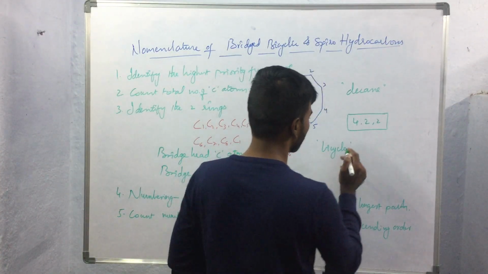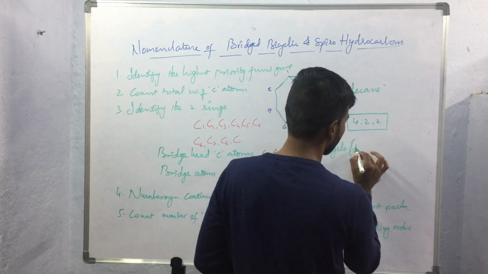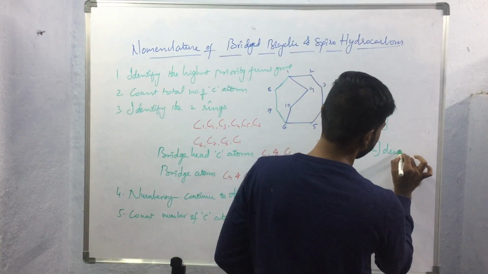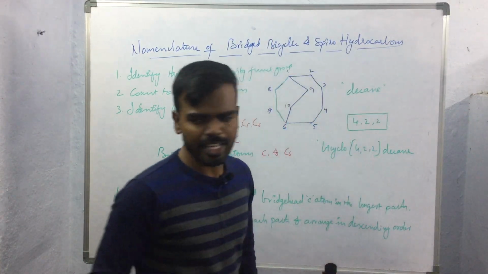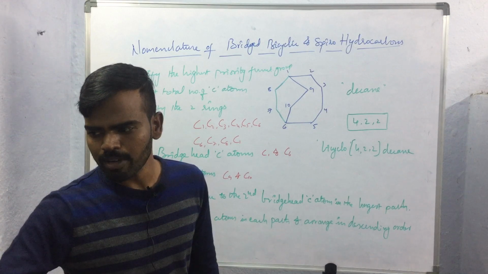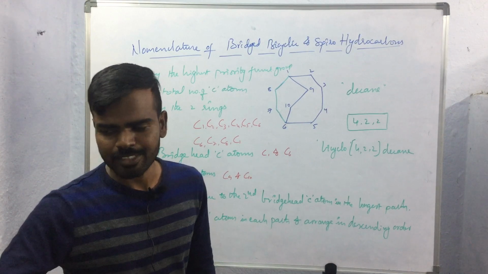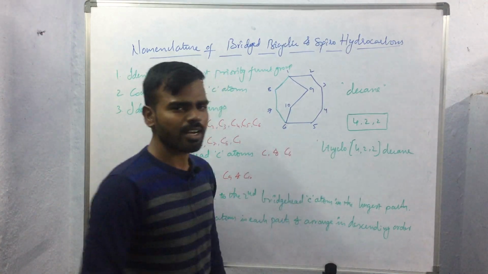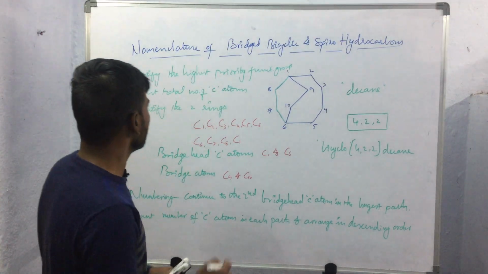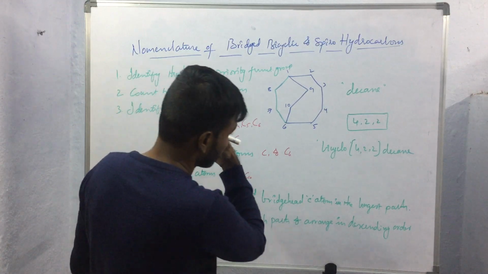So the name of this compound will be bicyclo[4.2.2]decane. This will be the name of the compound, bicyclo[4.2.2]decane. Like this we will be naming the compound. First, we have to identify the highest priority functional group.